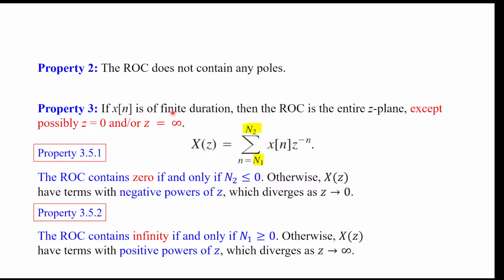So if x of n is finite duration, the ROC is basically the entire z plane, but there are two points that you need to take carefully: z equal to 0 and z equal to infinity. The ROC contains z equal to 0 if and only if the upper bound n2 is less than or equal to 0, and the ROC contains infinity if and only if the lower bound n1 is greater than or equal to 0. Most of the time only one of them can be satisfied, and the only signal that satisfies both is for both n1 and n2 equal to 0, where your X of z is just a constant.